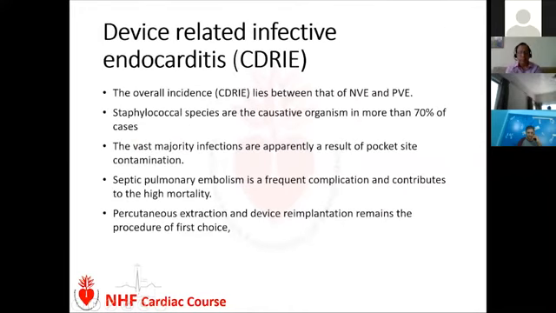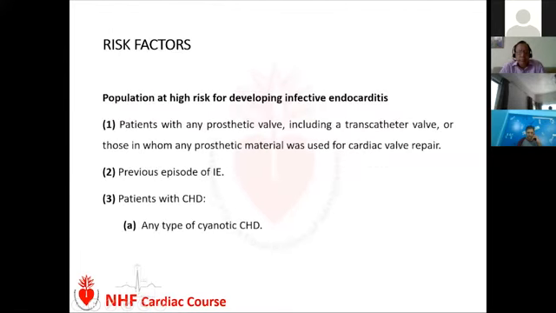Device-related infective endocarditis. Overall incidence of this category lies between that of native and prosthetic valve endocarditis. Staphylococcal species are the most offending organism. Most of the cases, patient gets this infection during pocket site contamination during device implantation. Septic pulmonary embolism is the frequent complication and contributes to the higher mortality. Percutaneous extraction with device reimplantation to other site is the procedure of choice.